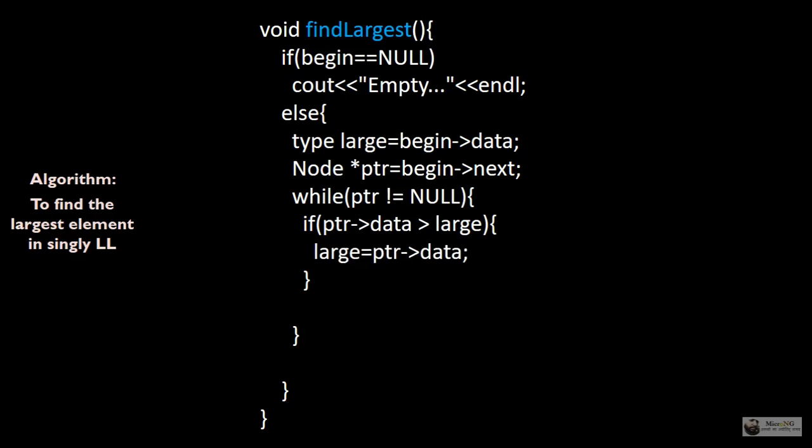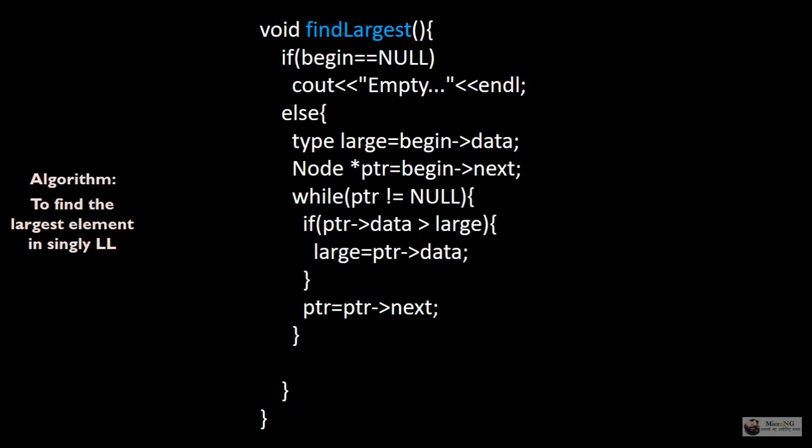So anytime during the iteration process we get a bigger value at a node, that value has to be kept into the variable large. Make the node pointer go to the next node. ptr next. Ptr next will make the pointer node move to the next node.